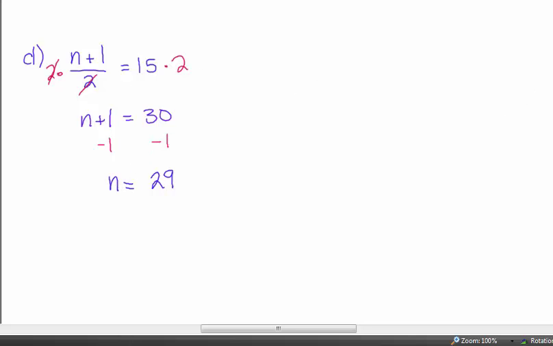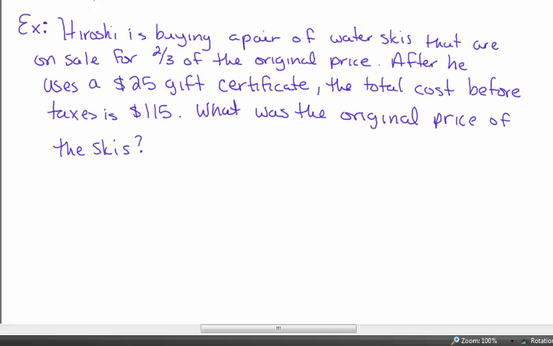Okay, as always in algebra, we're going to be dealing with some word problems. So let's write down our first example word problem. Okay, so here's our problem. Hiroshi is buying a pair of water skis that are on sale for 2/3 of the original price. After he uses a $25 gift certificate, the total cost before taxes is $115. So that's how much he has to pay. We want to find out what is the original price of the skis.